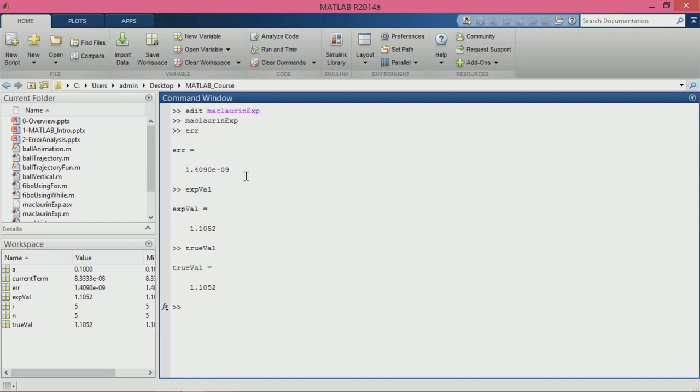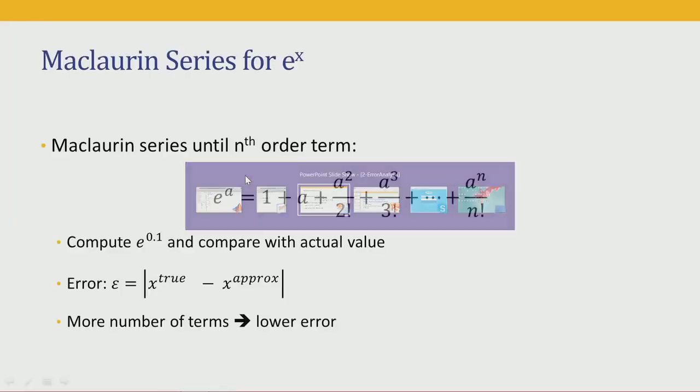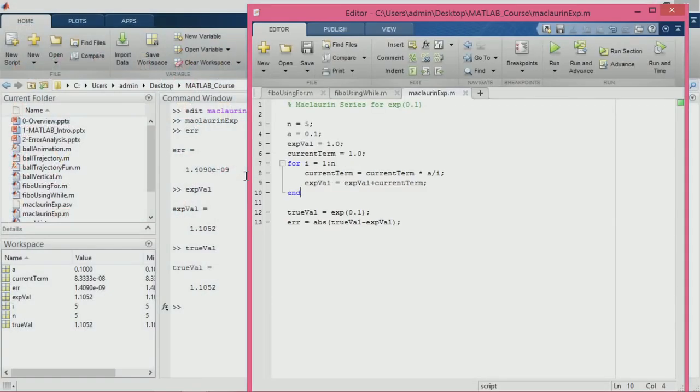Okay. Now, let us change the particular code so that we store all the various values of exp val.